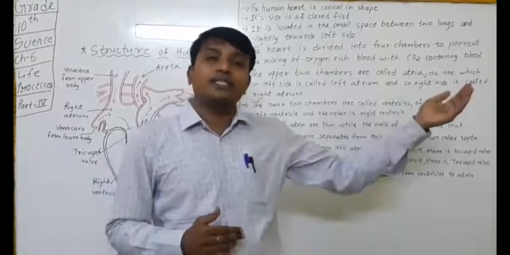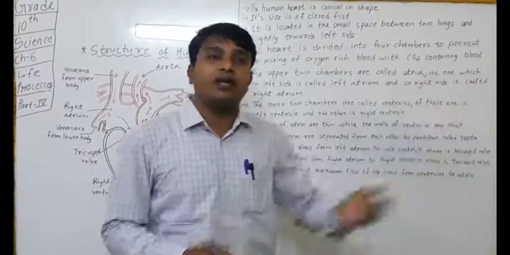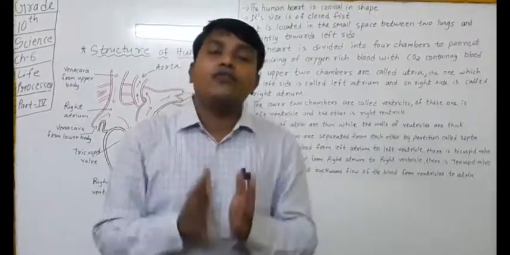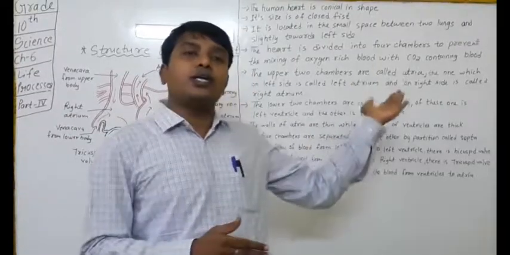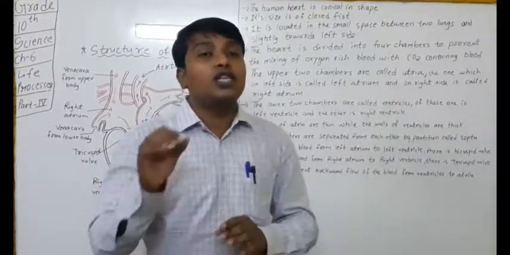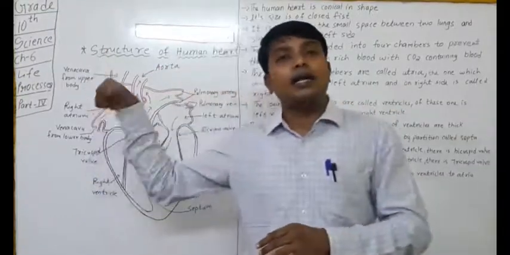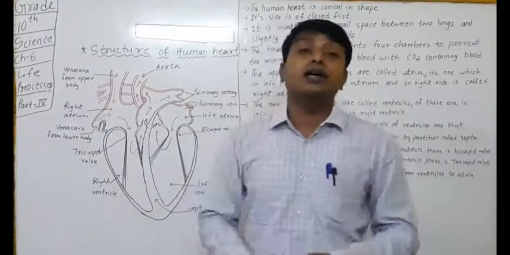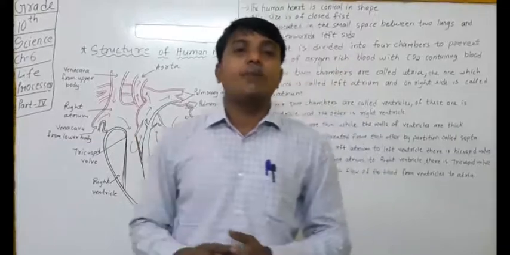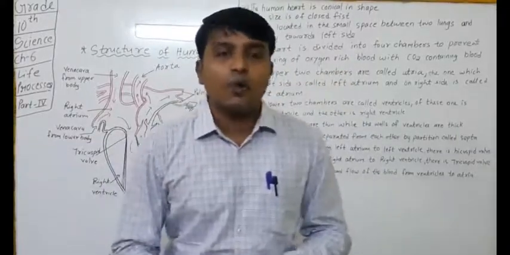The ones on the left side are left atrium and left ventricle. On the right side, right atrium and right ventricle. For the flow of blood from left atrium to left ventricle, there is a bicuspid valve. Similarly, for the flow of blood from right atrium to right ventricle, there is a tricuspid valve. Okay, is it clear? So that is about the structure of human heart. Hope you got the topic.